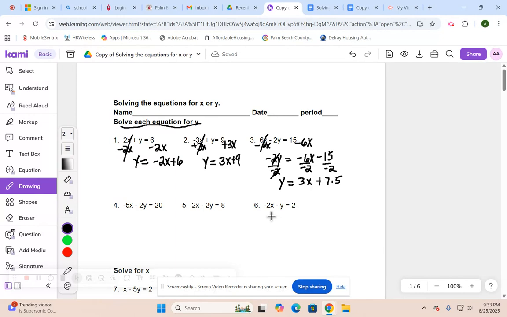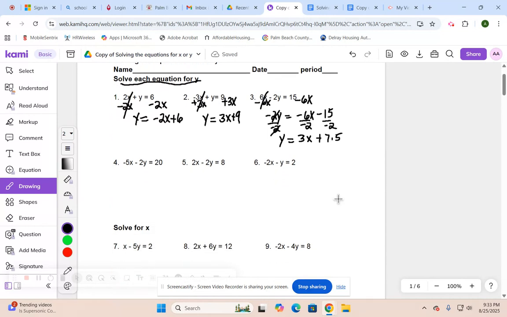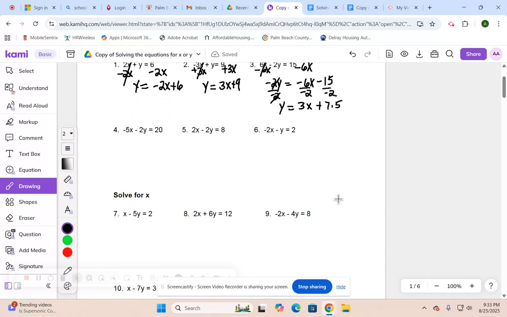All right, why don't you pause the video and do the next 4? I'm going to go ahead and do them for you, so when you're finished you can come back and check and see how you did. All right, so we want to add 5x to both sides. Again, we want to solve this for y.